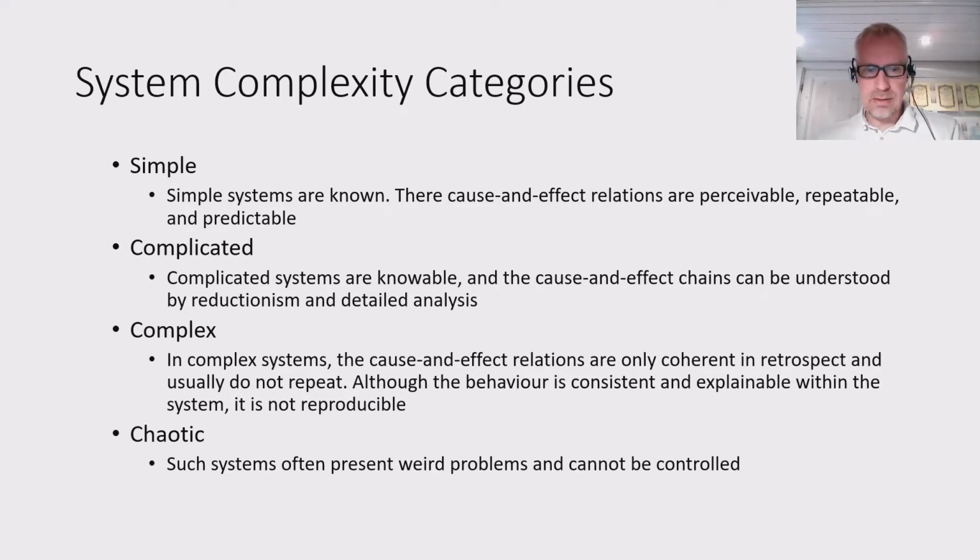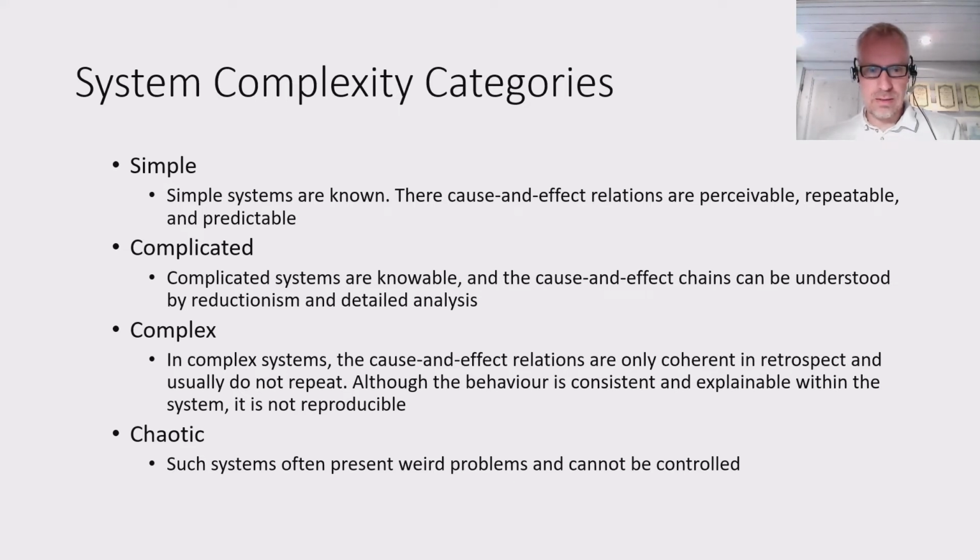The next system complexity category is complex systems, where the cause and effect relations are only coherent in retrospect and usually do not repeat. Although the behavior is consistent and explainable within the system, it is not reproducible, or else it would fall in the category of complicated system. And this category corresponds with the strong emergent behavior category.